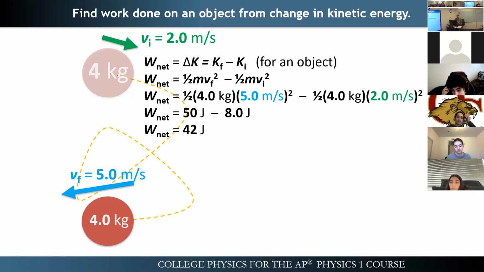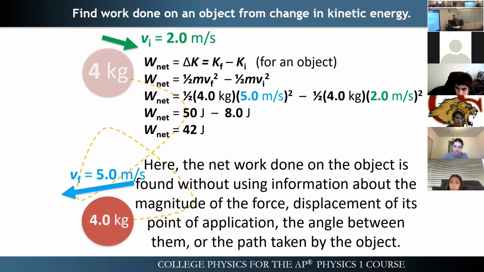Now, to figure out the displacement, we can't really do that from this information because we know how much work was done based on the energy, but we don't know the force, we don't know the displacement, and it's constantly changing. So we couldn't go back to those other aspects for this scenario, but we can at least get how much work was done. So here the work done on the object is found without using information about its force or its displacement, or even where the force was applied, or the angle, or the path. None of that matters if all we need to know is the work. We can just use energy.